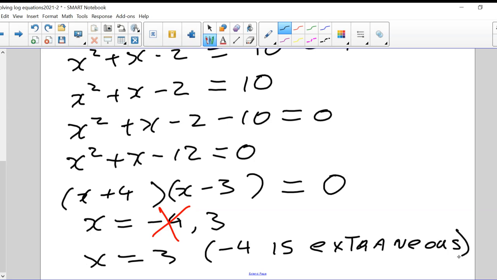And all that means is that it looks good, but it's not going to work. It just does not satisfy the condition of the equation itself. So therefore, minus 4 is actually extraneous, as Jeremy has rightly said. So there's my answer. It's only equal to 3.